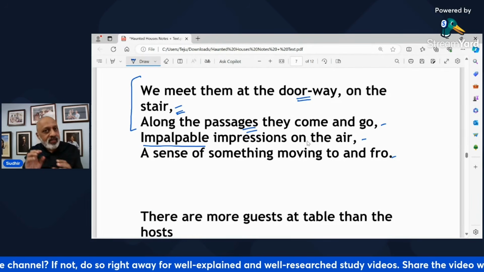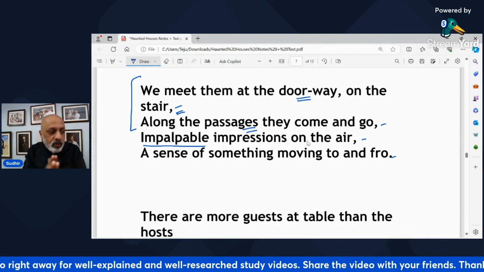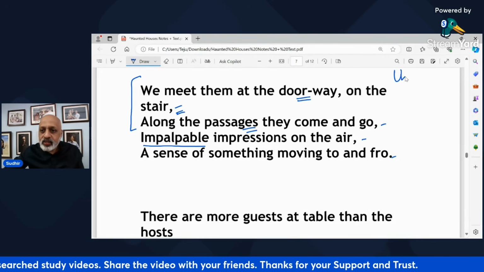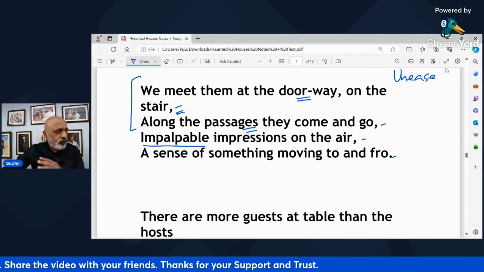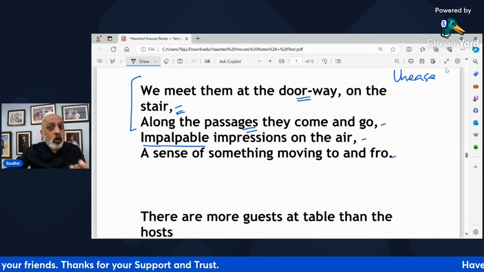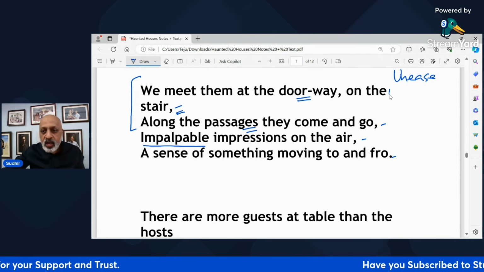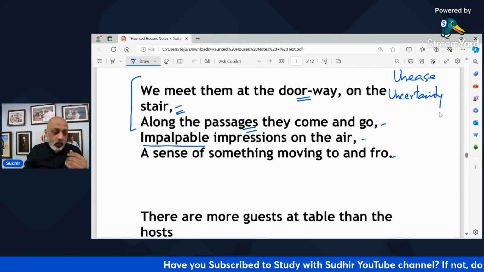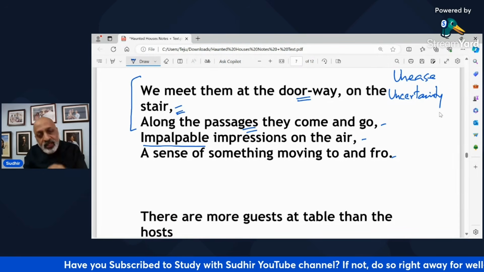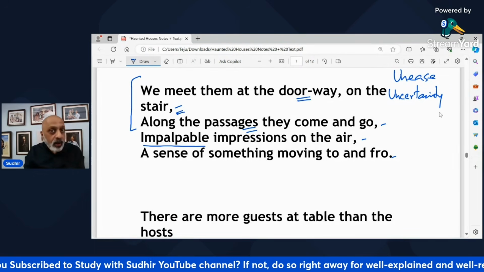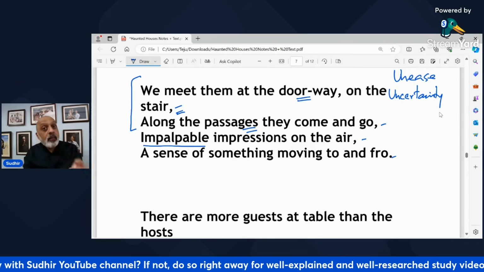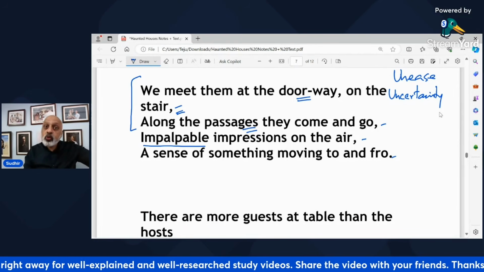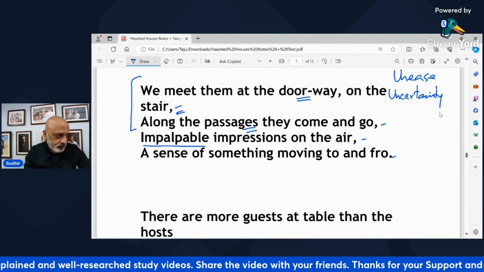Okay, so the second stanza is talking about this very invisible kind of presence, which creates, please note this down, a sense of unease. It's not a comfort. You feel something is there, but you can't see it. So how would you feel? You will feel a sense of unease. You will feel a sense of uncertainty. So while the ghosts, I repeat, are not scary, their presence can only be felt, but they cannot be seen. They are a reminder of what happened in this house, who lived in the house in the past.